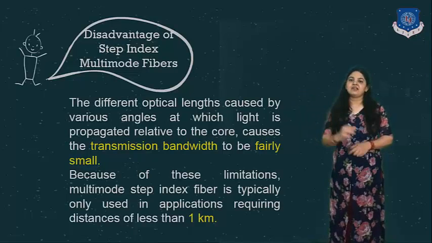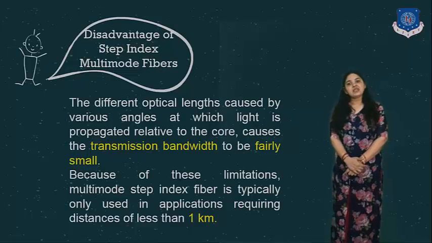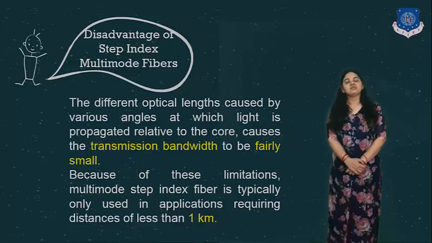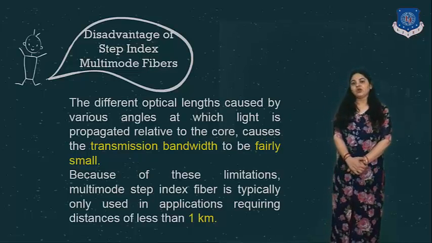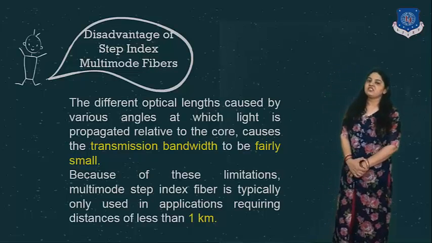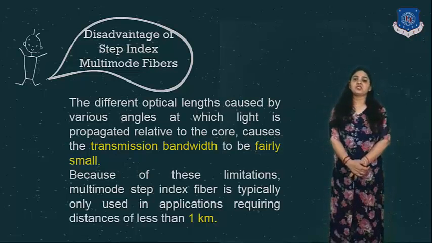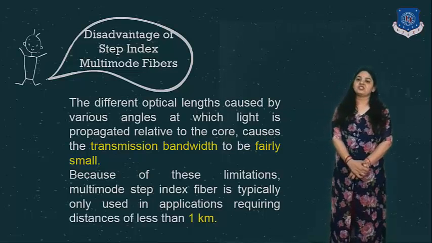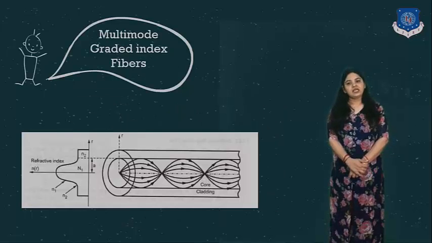What are the disadvantages of the step index multi-mode fiber? So the disadvantage is the different optical length caused by the various angles at which the light is propagated relative to the core, which causes the transmission bandwidth to be fairly small. And because of such a limitation, the multi-mode step index fiber is used in applications at distances less than 1 kilometer.